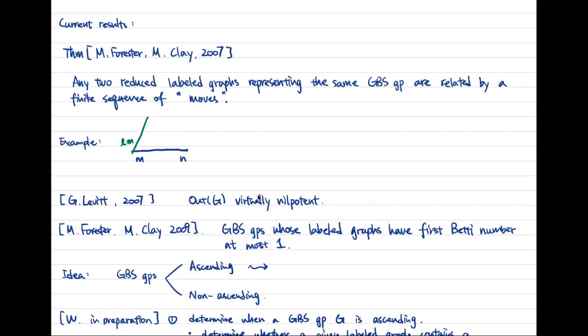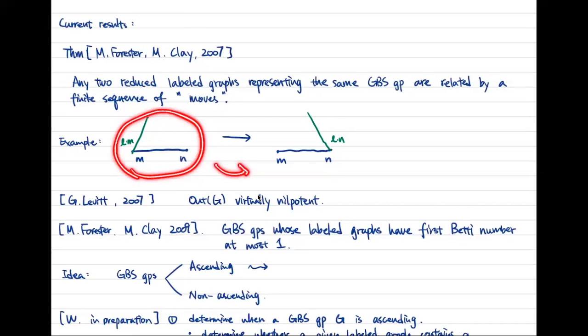So in this case, we can just slide this green edge over the blue edge to here, like this. This blue edge is still here, but the green edge is attached to this vertex. And we change the label: instead of L times M, here it is L times N. So this is a special move of labeled graphs. And you can check that this doesn't change the ambient GBS group. So we turn this labeled graph into another isomorphic labeled graph. And this is what we call the slide move.